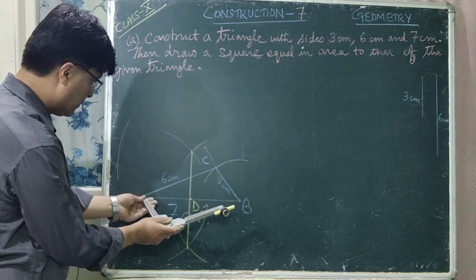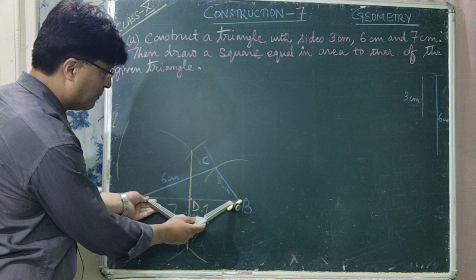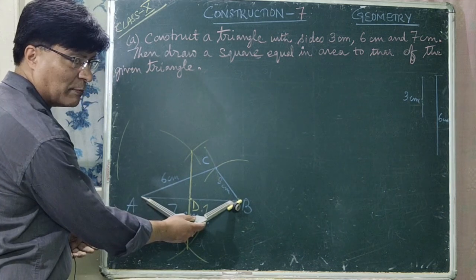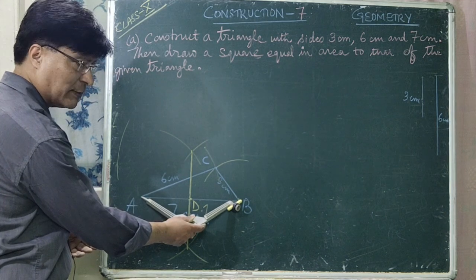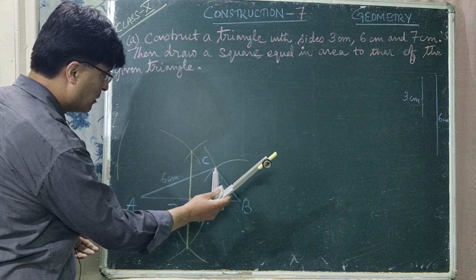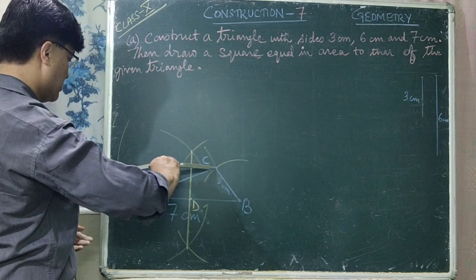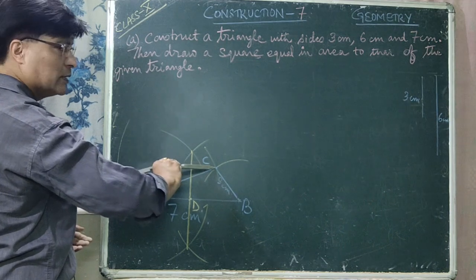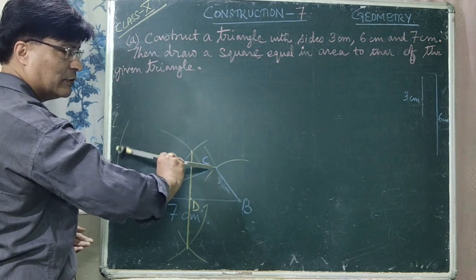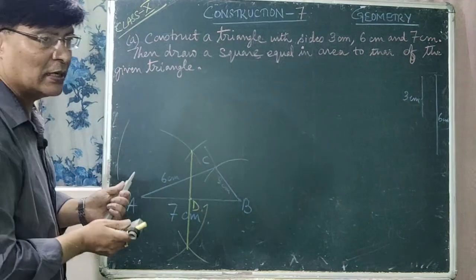Okay? So what did we do first? Measure the length AB with the help of the compass. This is an arc of length 7 centimeter. Keep the pointed needle at the point C, and you have to draw an arc out here. Is that clear to all of you? Okay. Next, what will you do?